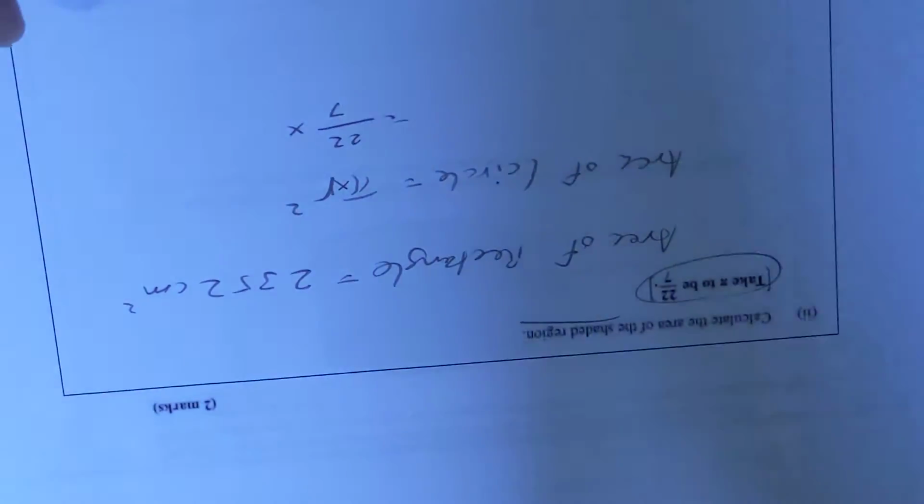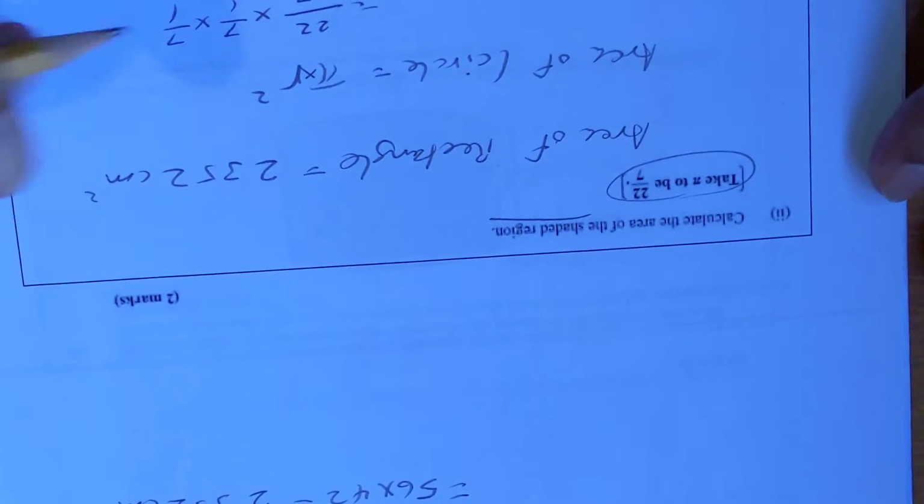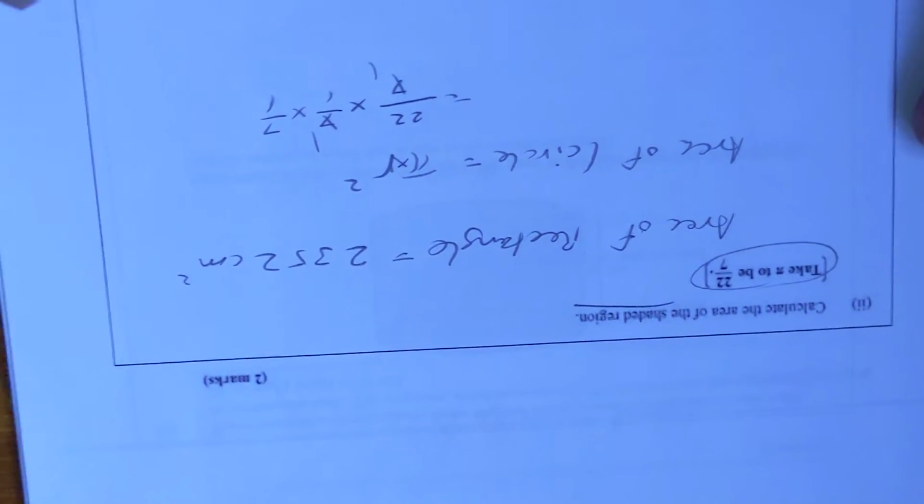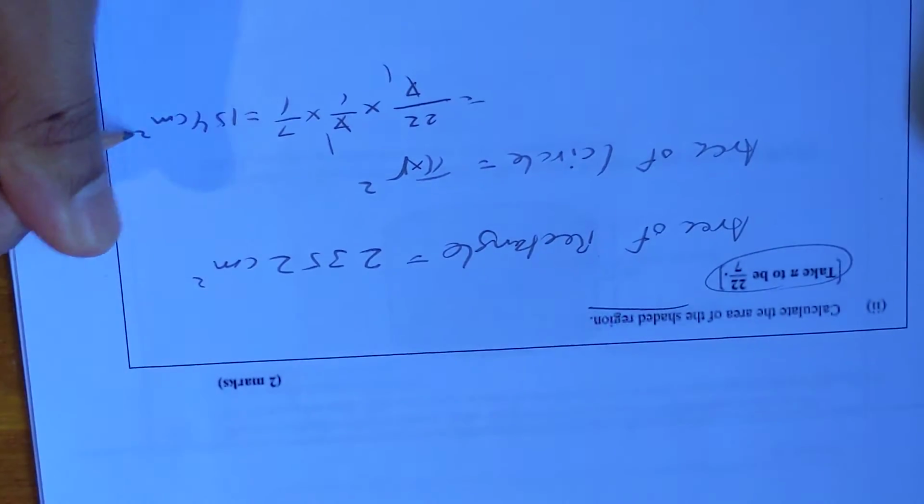And the radius of that circle, well, the radius was 7. 7 squared means 7 times 7, making everything fractions so it'll be easier to cancel. Anything to cancel? Yes, one pair of 7 is going to cancel out. So the area of one circle is 22 by 7, which is 154 square centimeters.